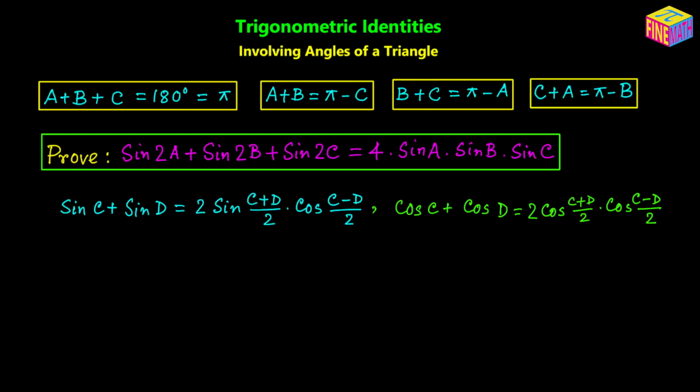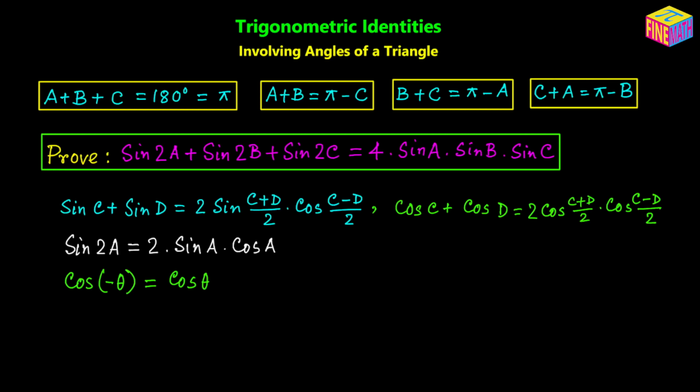And also there are a couple more concepts that we need to use, and the next one is like this: sine of 2 times A is equal to 2 times sine of A times cosine of A. And the other concept that we are going to also use is cosine of a negative angle is equal to cosine of the positive value of that angle, meaning cosine of negative theta is equal to cosine of theta. So we are going to use these basic trigonometric concepts to prove this identity. So let's get started with the proof.